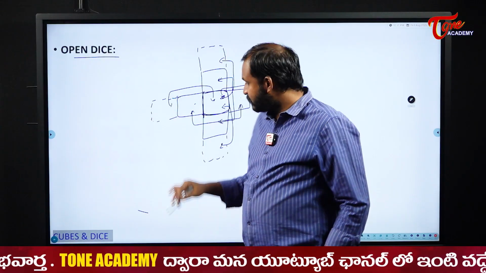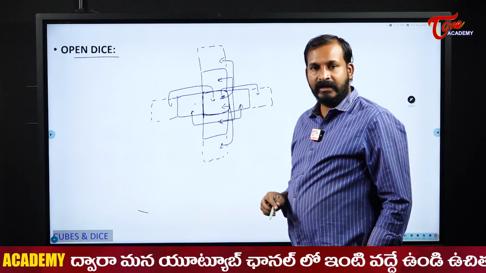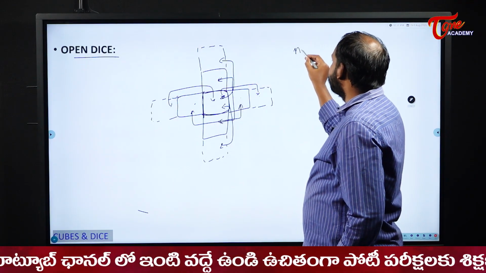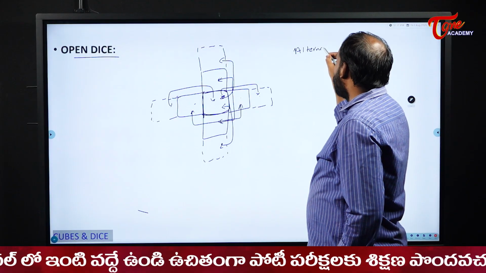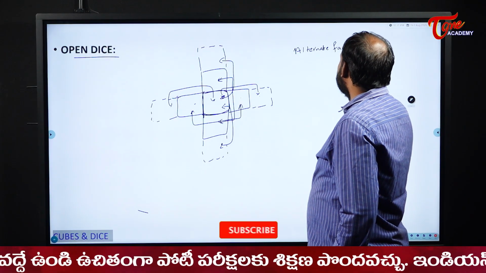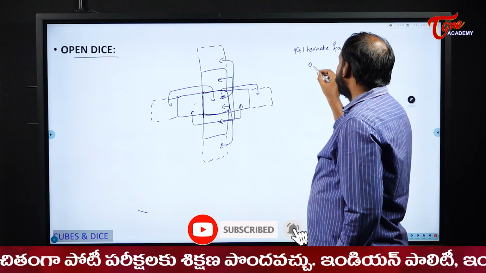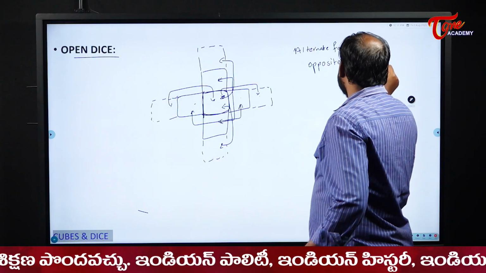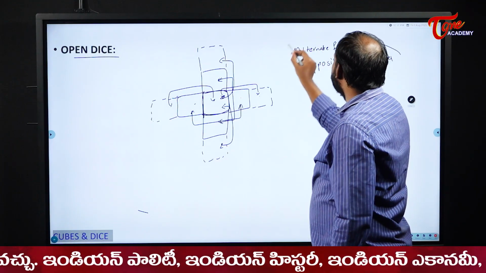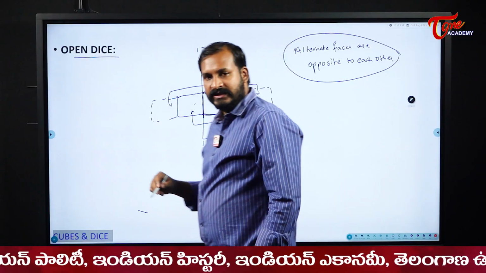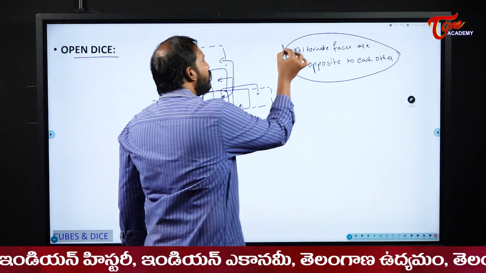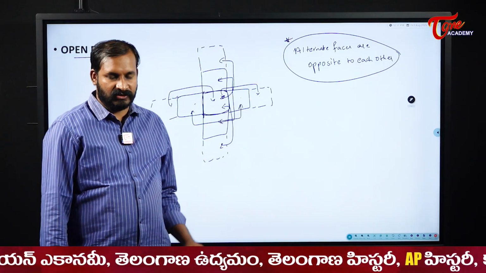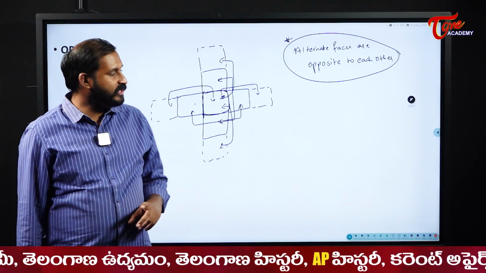Yes. Now from this figure and these opposite cases, tell me what is the standard and basic observation we can make here: alternate faces are opposite to each other. Students, this is the golden rule in the open dice concept. With the help of this only we are going to solve this one. Alternate faces are opposite to each other.